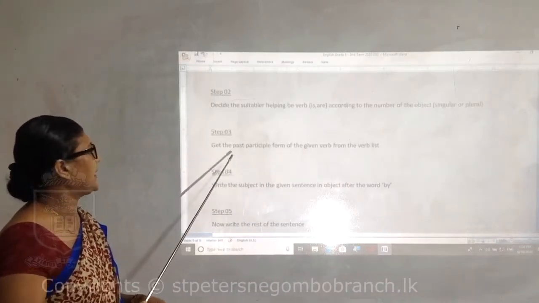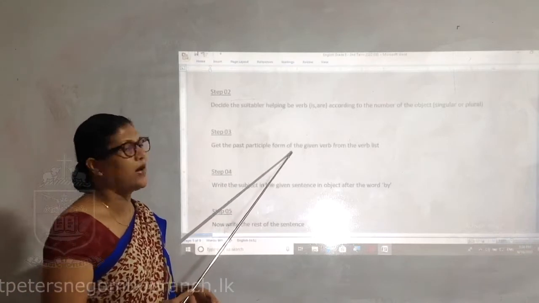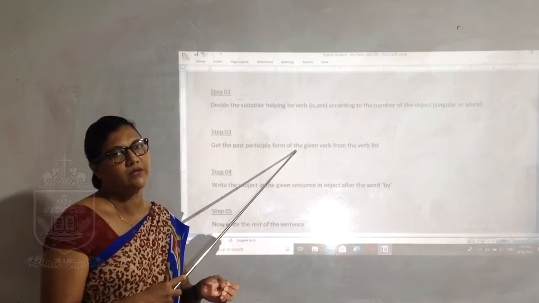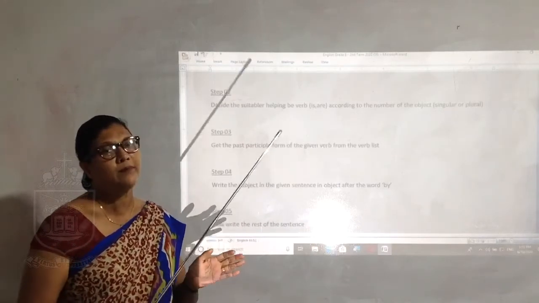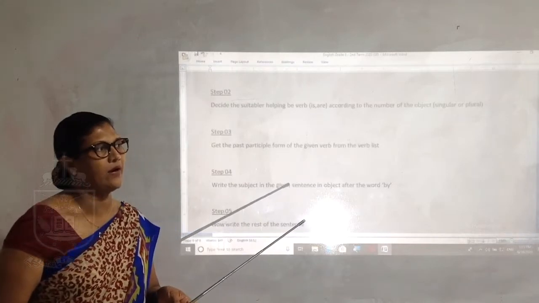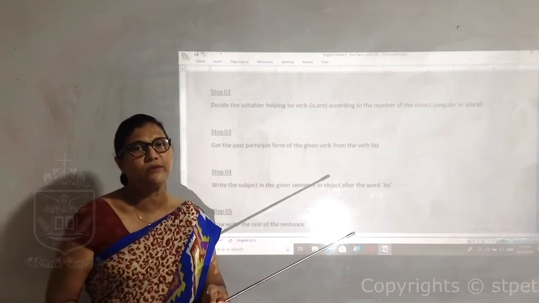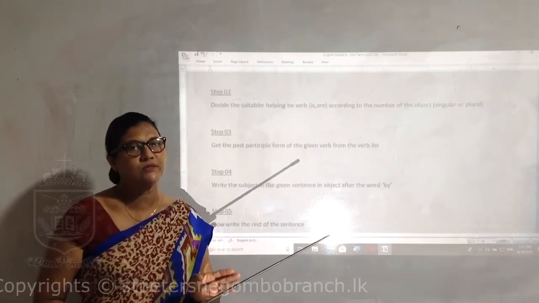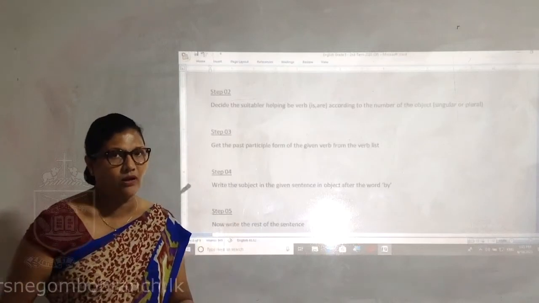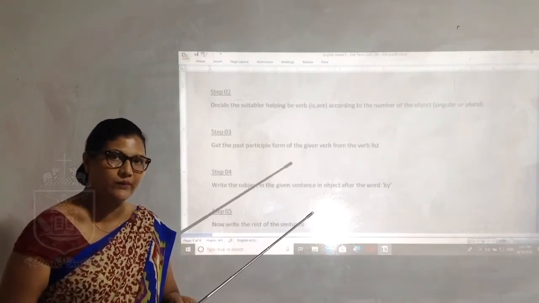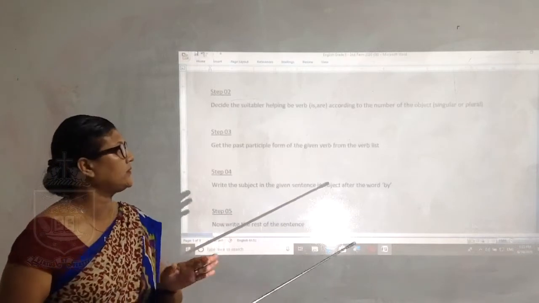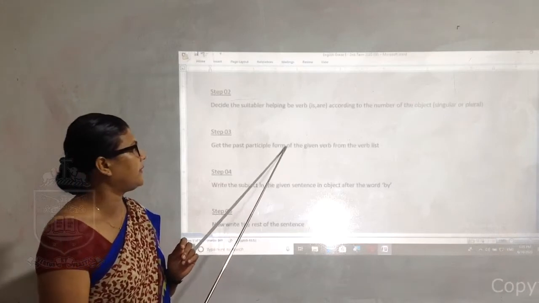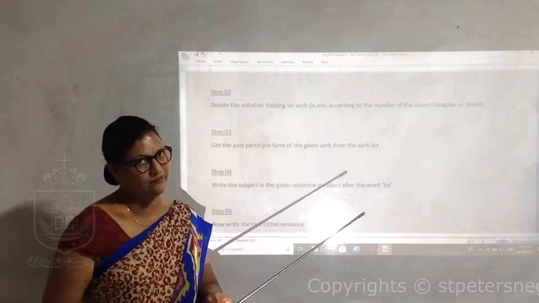That is step 2. Step 3 is you will have to find the past participle form of the verb from the verb list. In study pack 1, I think I have sent you this 3-column verb list. I have told you to study them by heart. So in the 3rd column, you get the past participle form of the verbs. So from that only you can find this. Step 3: get the past participle form of the given verb from the verb list.